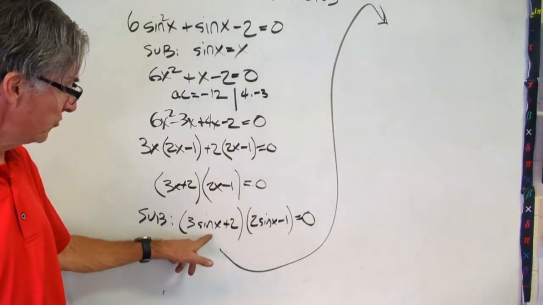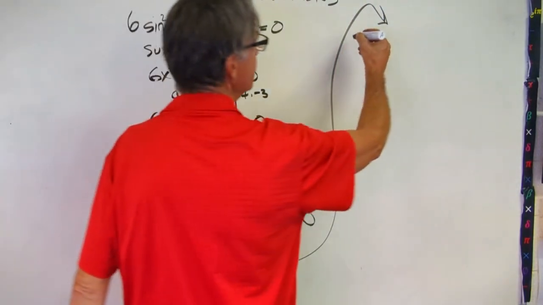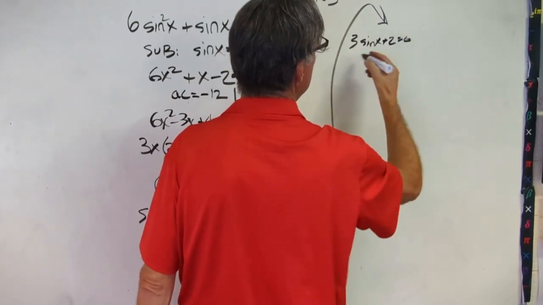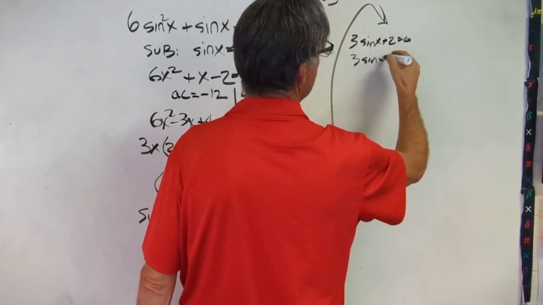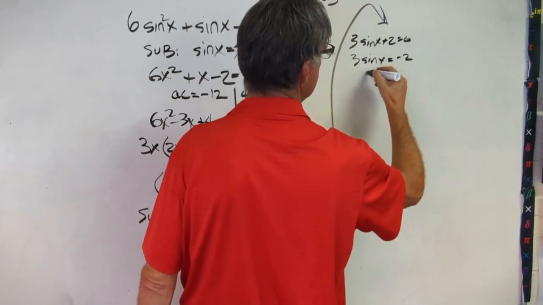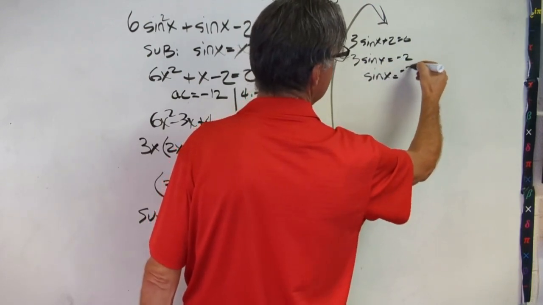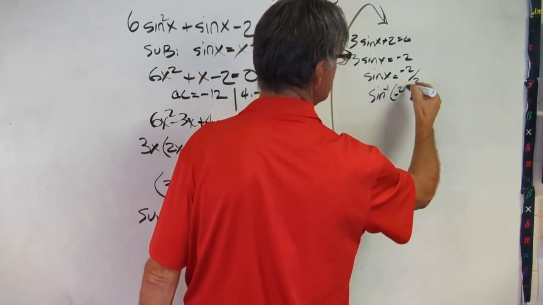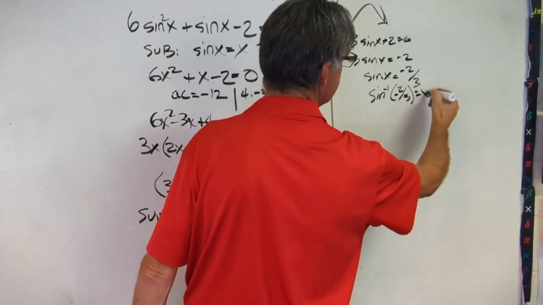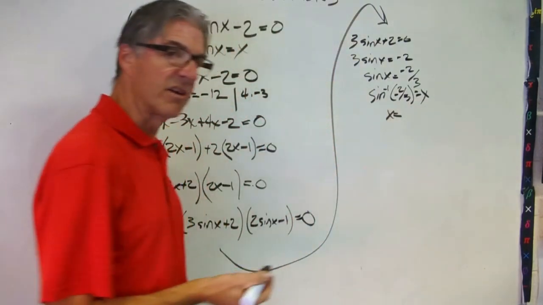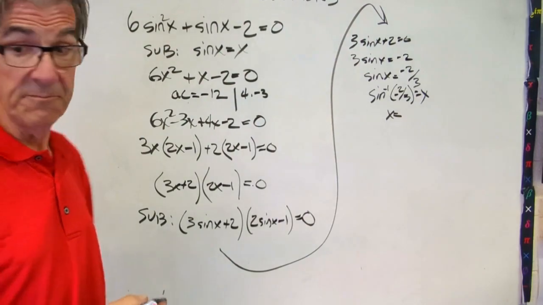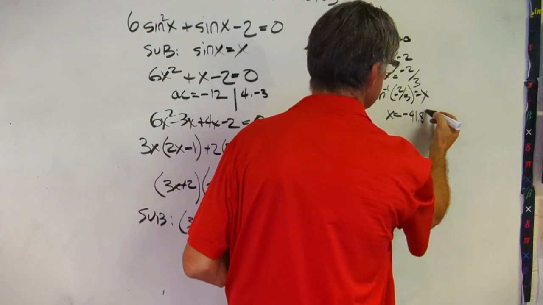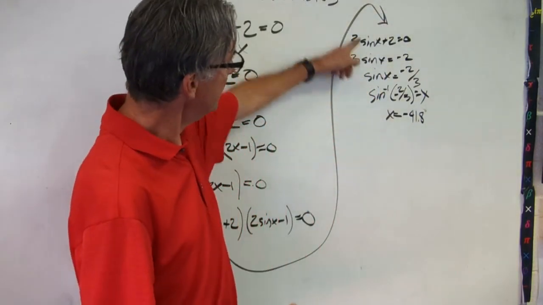So our first one is 3 sine x plus 2 equals 0. Then we get 3 sine x equals negative 2. Then sine x equals negative 2/3. And then finally, sine inverse of negative 2/3 equals x. So x equals, and you can pull out your calculator and do that calculation right now. When I do that in my calculator, I get minus 41.8, don't forget our units, degrees. Okay, so that's solving this one.